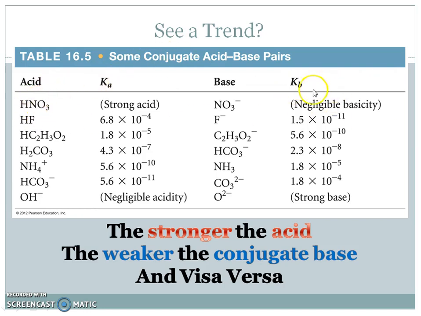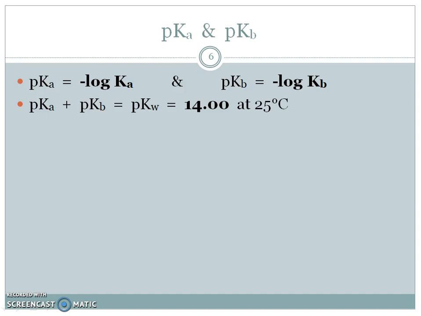Stronger the acid, weaker conjugate base. Same thing down here. The stronger the base, the weaker the conjugate acid. So we want to kind of keep that in mind. And our Kas and Kbs are going to help us decide which way that is.